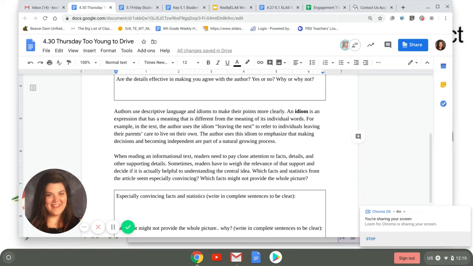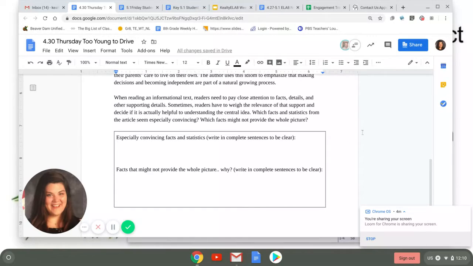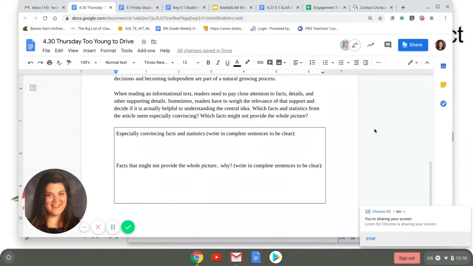So thinking about idioms, right? Thinking about how you can incorporate those to emphasize your point. And then the other thing that we want you to think about is when you're reading an informational text specifically, right? So a text that's not a creative piece, not a fiction piece, it's informing you about something, right?